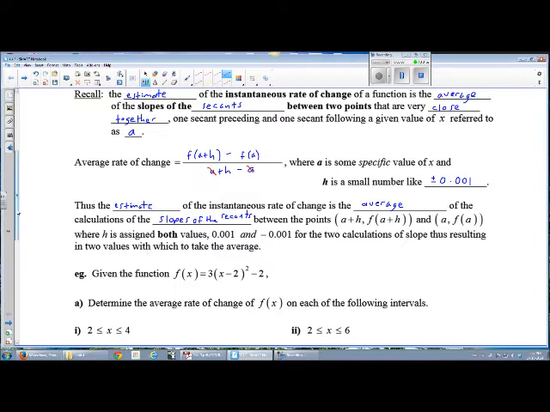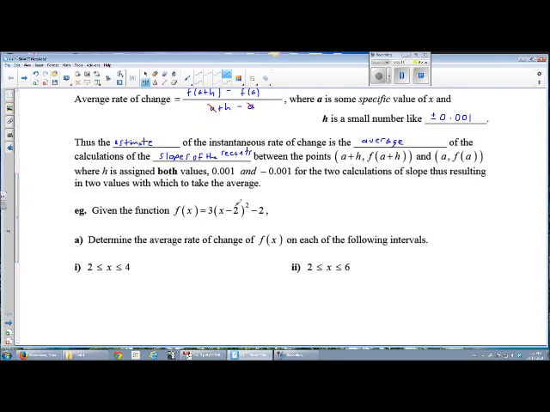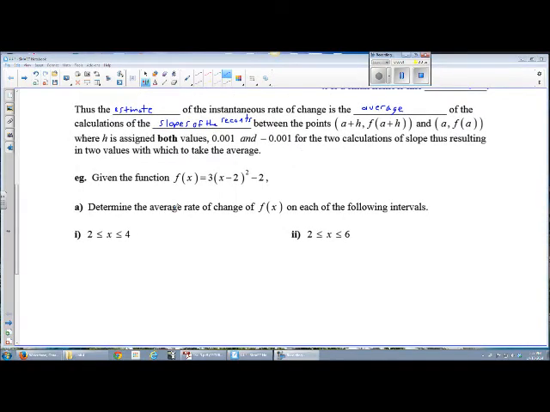All right, so let's take a look at how this will all work once we start using polynomial functions. So what I'd like you to do is pause the video and determine the average rate of change for each of these intervals that are listed here in part A, 1, 2, and 3.